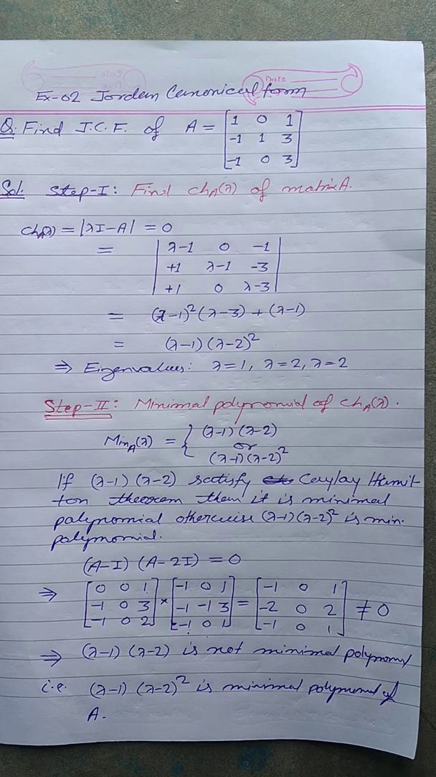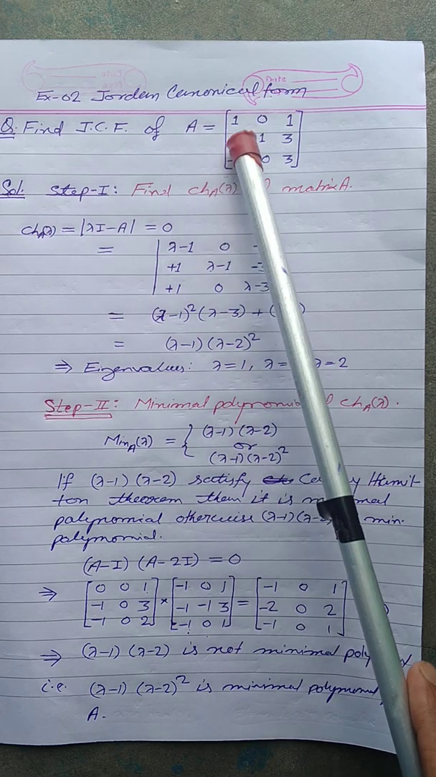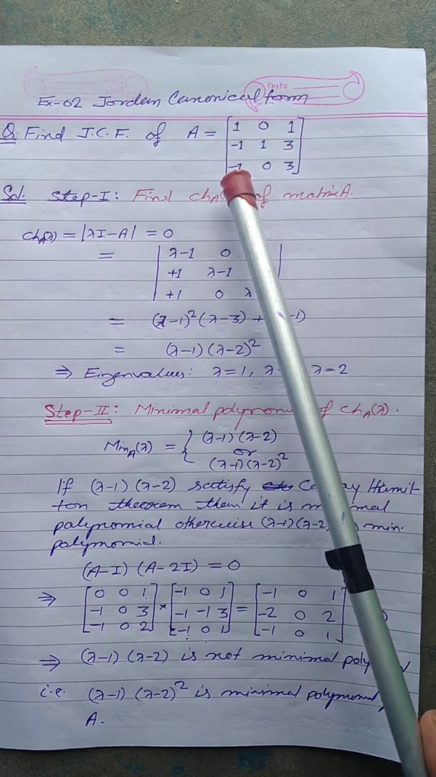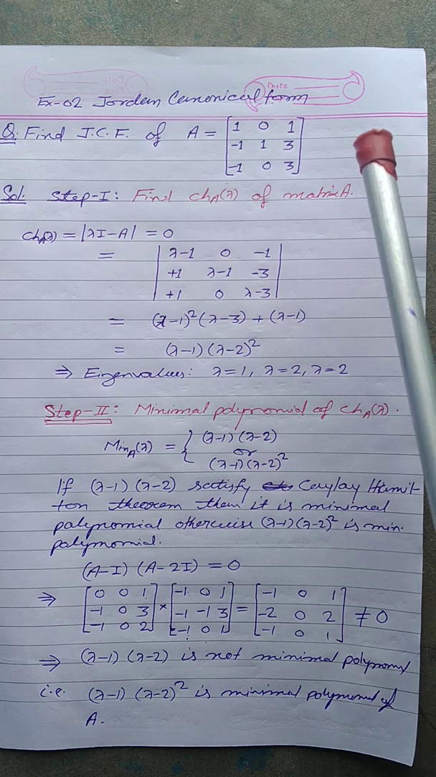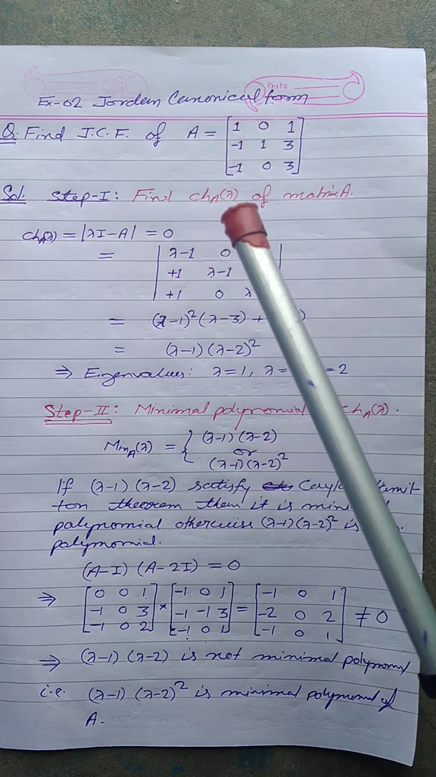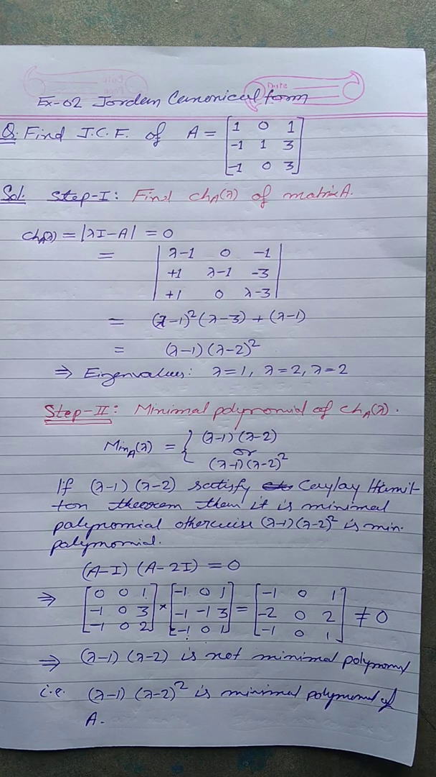Good morning, friends. Today we will find out the Jordan canonical form of a matrix A. A equal to, this is the matrix, A equal to 1 0 1, minus 1 1 3, minus 1 0 3. In this lecture, we will follow two steps for finding the Jordan canonical form.